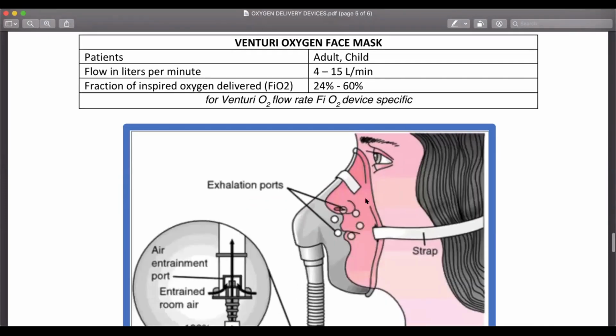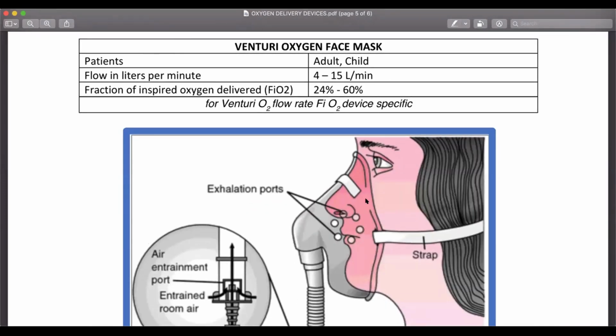The final one we'll discuss is called the Venturi oxygen face mask. This can be used in adults and children. The flows can be anywhere between 4 to 15 liters per minute. And the fraction of inspired oxygen delivered depends on the valve that you place on the mask, which I'll show you in a second, but it can be anywhere from 24 to 60%.